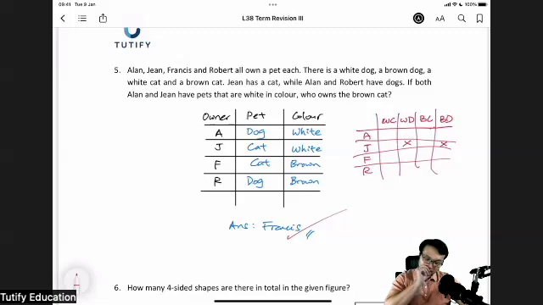Dogs. Well done. Okay, then you don't have to remember what color is Jean's animal. You can straight away cross it out and make a note. Then I think this is very useful as well, Kate. Well done. So as you read, they say Alan and Robert have dogs. So straight away you cross out the cat for Alan and Robert.